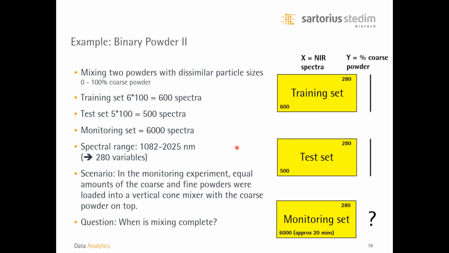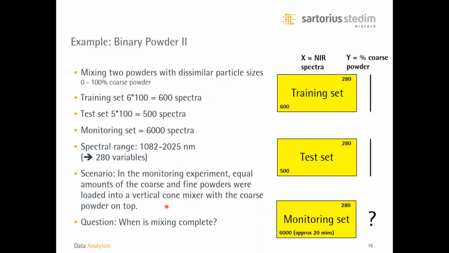So the scenario here is that we will first try to establish a model using the same workflow as we did for the binary powder 1 dataset. If that is successful, we will then apply that model on a more real-world data set, the monitoring set. And the scenario is as follows: in the monitoring experiment, they have access to a mixer.